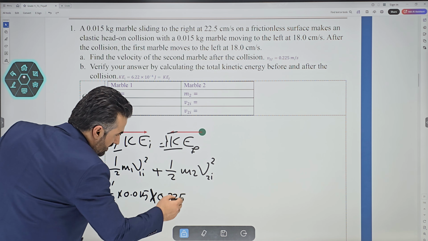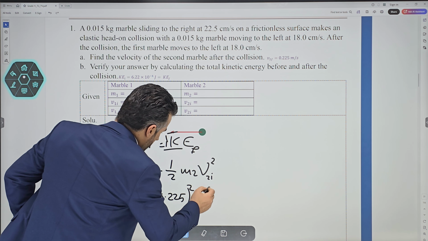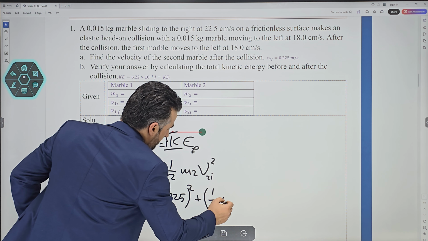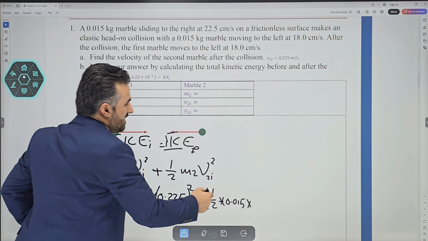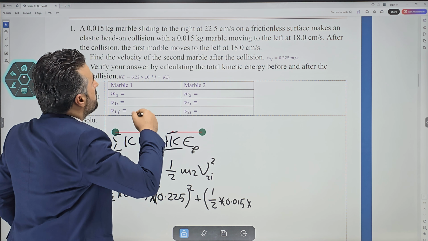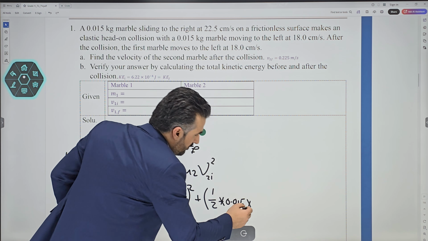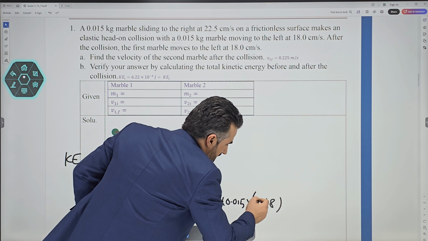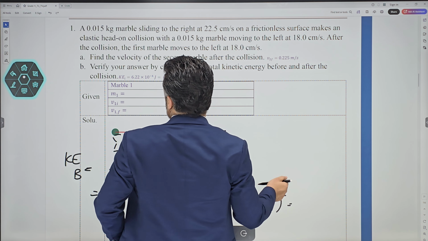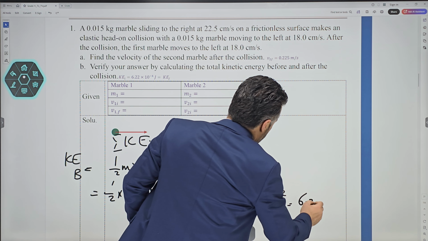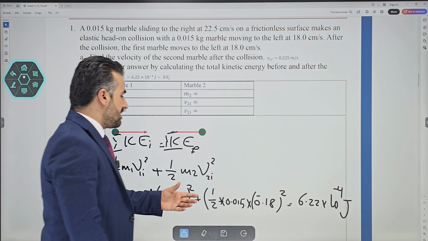You could just square that. Plus the kinetic energy for the second object, 1/2 times the mass, 0.015, times the velocity, which is negative 18. If you convert that to meter, divide by 100 to get negative 0.18. You square that, and then you can find the initial kinetic energy, which is equal to 6.22 times 10 to the power of -4 joules. That is the initial kinetic energy.